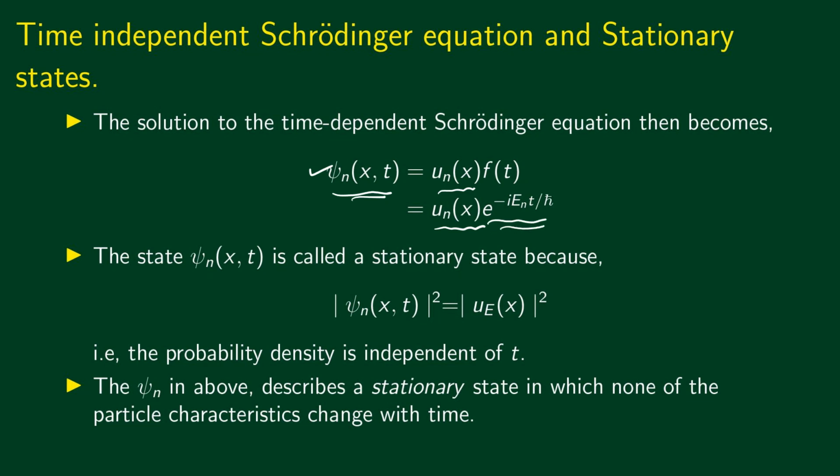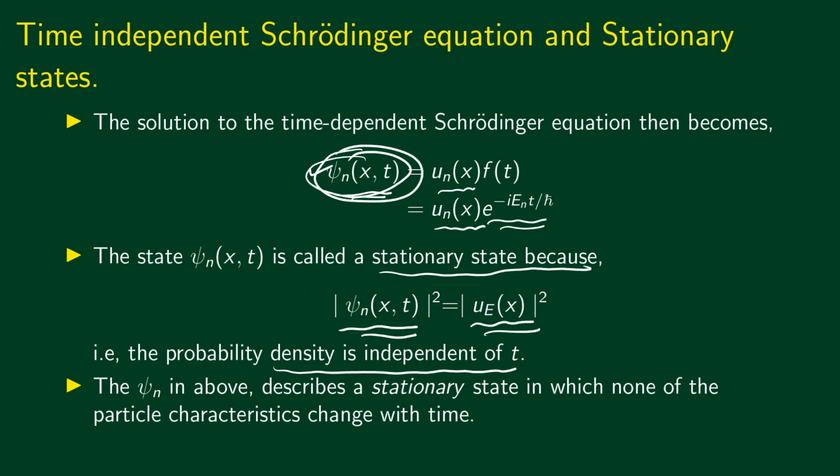Now the psi of x comma t here is called a stationary state, which we have already seen. The reason we can see from here is that if we take the modulus square of this, we see that there is no time dependence. The probability density is independent of t. And we have seen that various expectation values also will remain independent of t if the state is a stationary state. So the psi n above describes a stationary state in which none of the particle characteristics change with time.